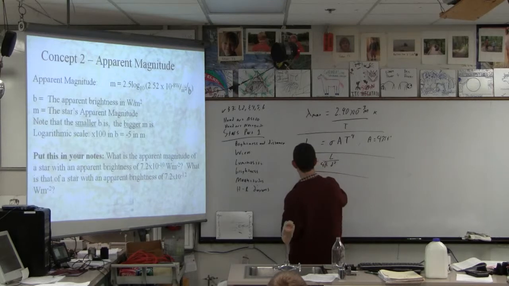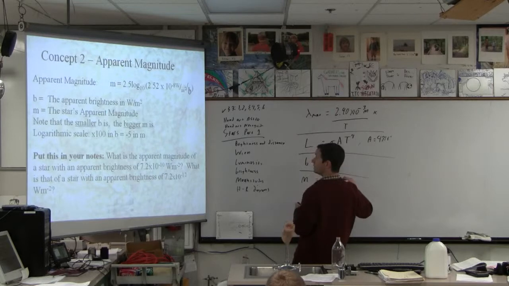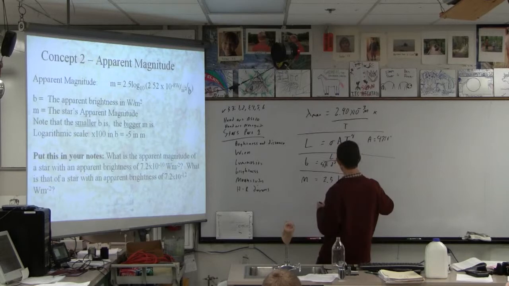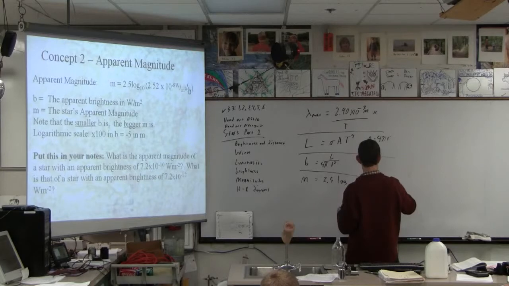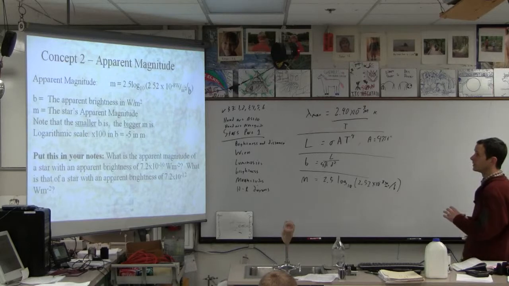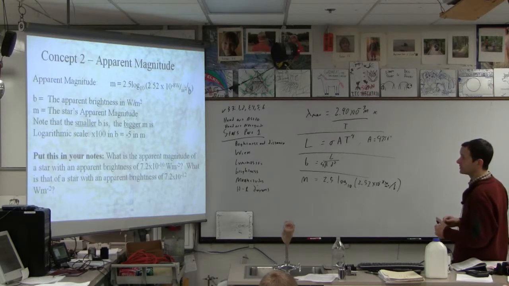So the magnitude, this little m, this is the apparent magnitude, is 2.5, and this is, I believe, not in the data packet, log 10. And then this 2.52 times 10 to the -8 seems vanishingly small for a brightness, but it's the brightness of just an ordinary bright star. And then we divide by the brightness of the star you're looking at, and we get the apparent magnitude, right? So the smaller B is, the bigger M is. Yeah?